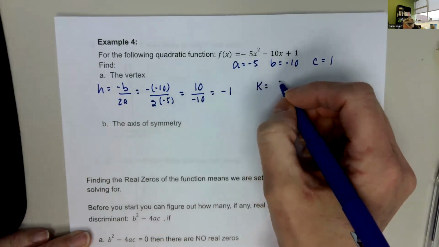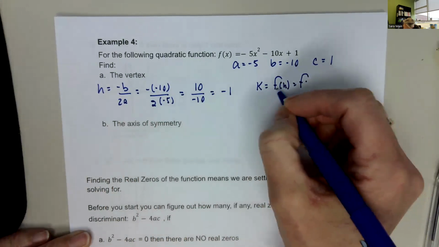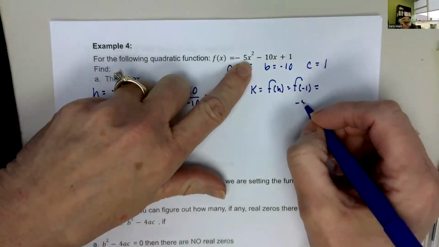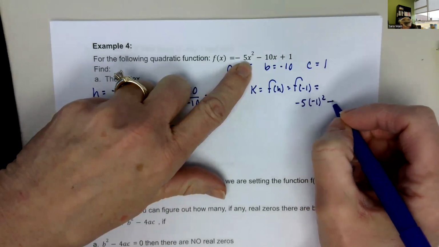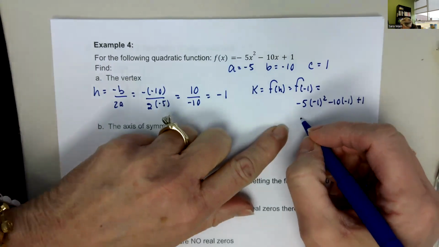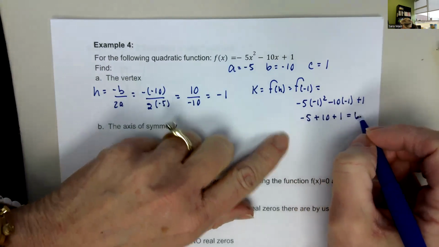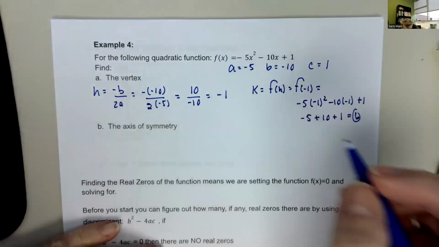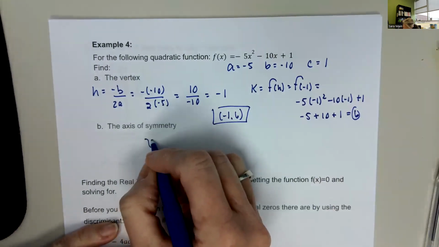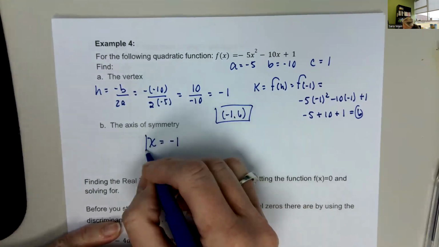And then k is equal to the function evaluated at h, which is f of negative 1. And so I'm putting negative 1 into the function: negative 5 times negative 1 squared minus 10 times negative 1 plus 1. So this is negative 5 plus 10 plus 1, which is 6. So my vertex is at (-1, 6). And my axis of symmetry is always the line of the x value in the vertex.